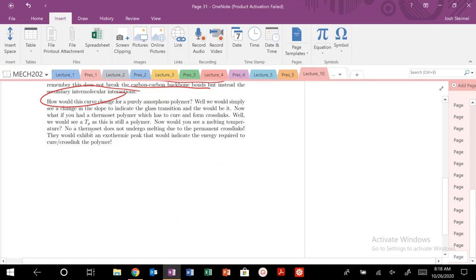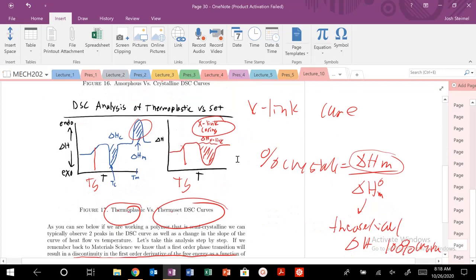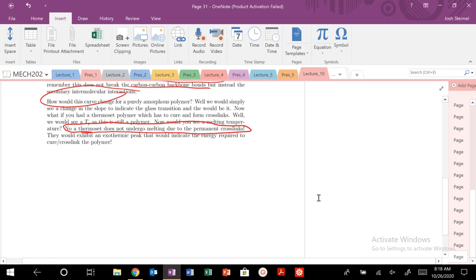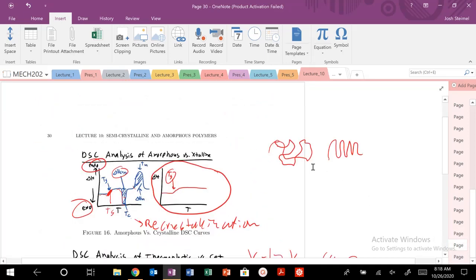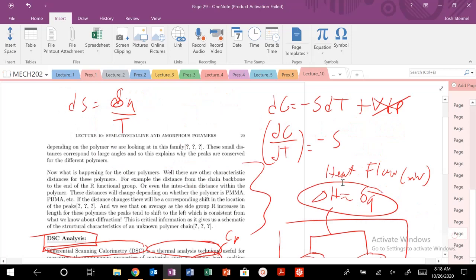And then finally, a thermoset does not undergo melting because of permanent crosslinks. That's another one of the key features. We don't see this melting point because we don't melt a thermoset. Those are permanent crosslinks, so you would denature. But we have this exothermic peak because energy is released to cure or crosslink the polymer. It has to cure and form crosslinks, and when that happens, you release that heat. So that's about it. DSCs are really useful, important characterization techniques.